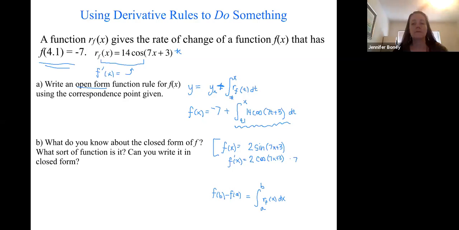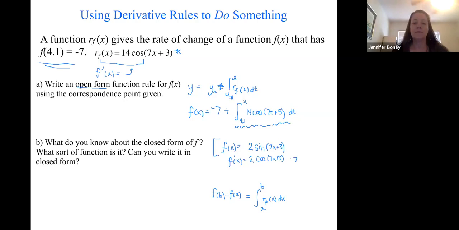But this expression, this is r sub f of t. I need the r sub f of t from a to b, or from 4.1 to x, should be the same as f, which we just came up with an expression for, something that has this rate of change, 7x plus 3, evaluated at x, and then evaluated at 4.1.